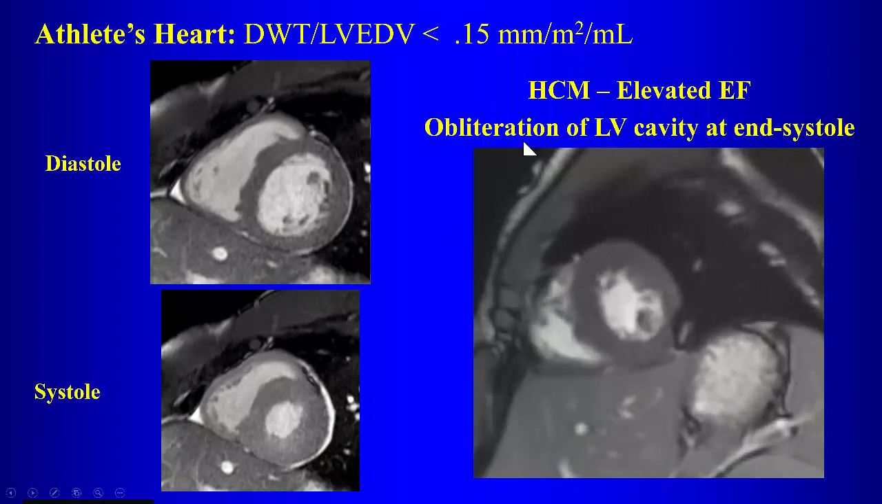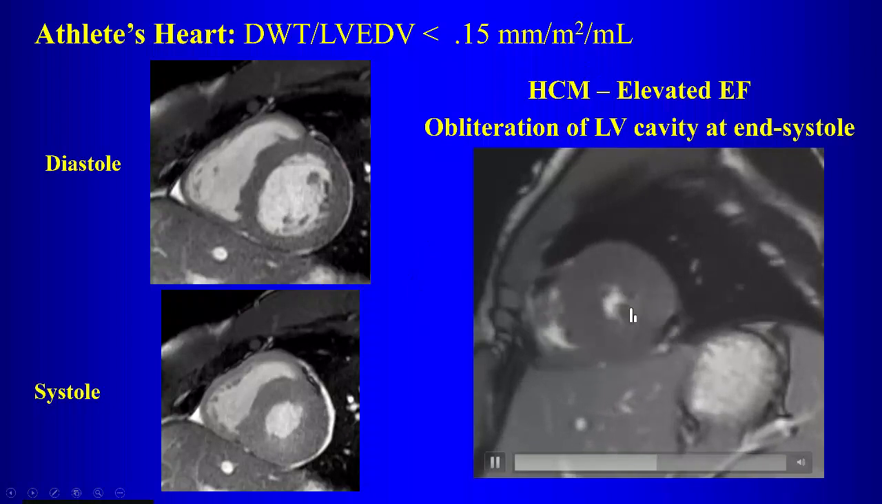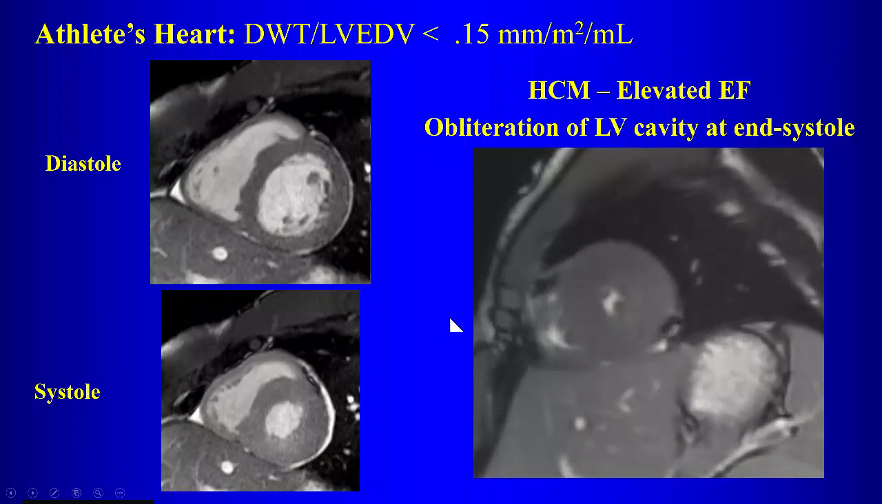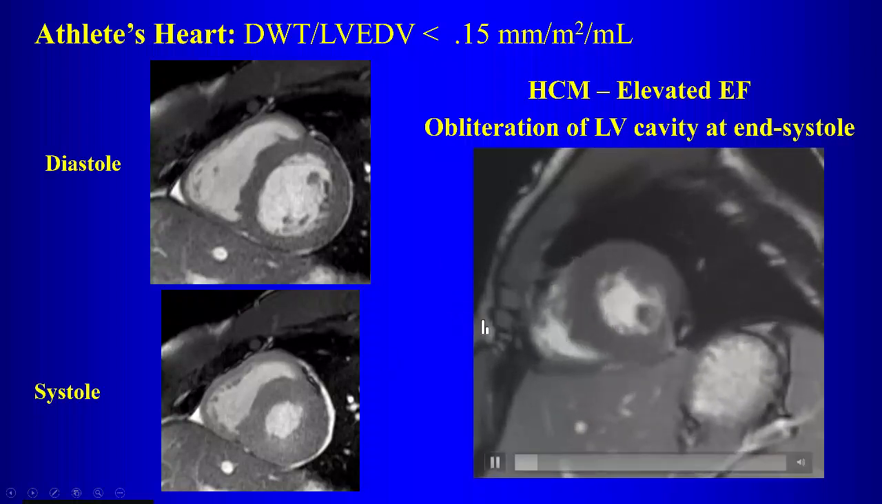One of the features of hypertrophic cardiomyopathy is this obliteration of the left ventricular cavity at end systole. So remember, when you calculate the ejection fraction, it is a ratio, and that's why the ejection fraction can actually go up with hypertrophic cardiomyopathy. It's because of this obliteration of the cavity. So the cavity is being obliterated not because the heart is more efficient at pumping blood, but because of the hypertrophy itself. Okay? And so that is one thing that can help you differentiate between athlete's heart and hypertrophic cardiomyopathy.